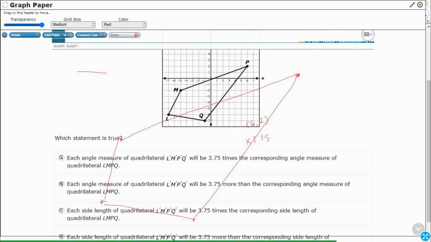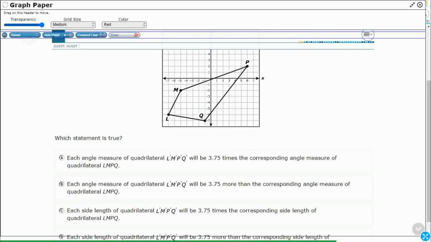out what does that mean in regards to the dilation. So first thing that we need to see here is when we get larger like that, we're not changing the angle measure, okay? We're not changing the angle measure. The angles stay the same when you dilate. It's the side lengths that get larger or get smaller, but the angle measure is exactly the same.